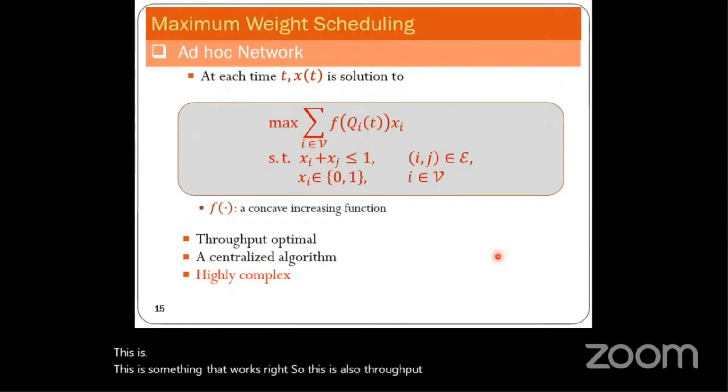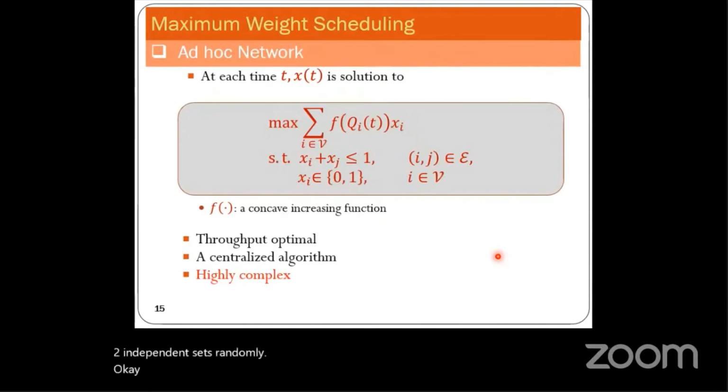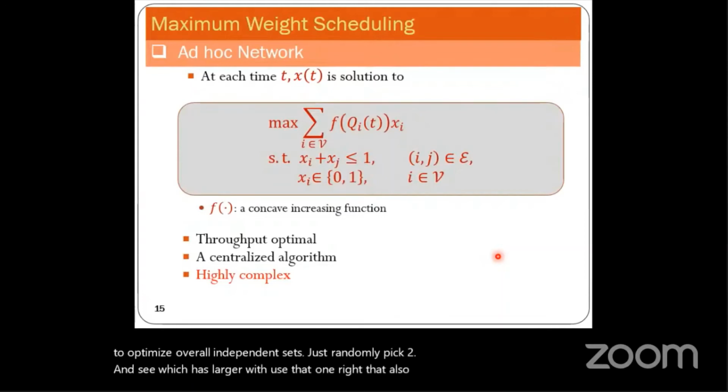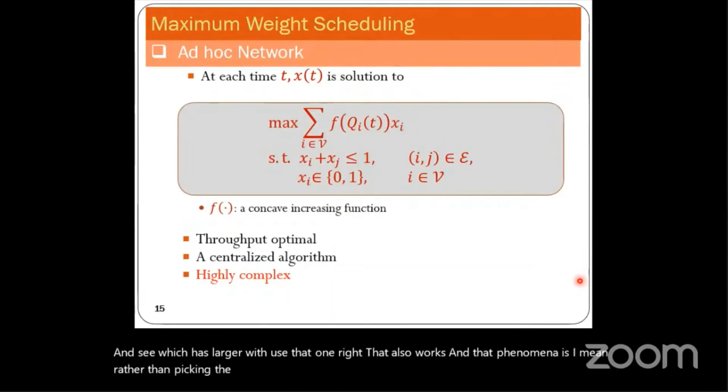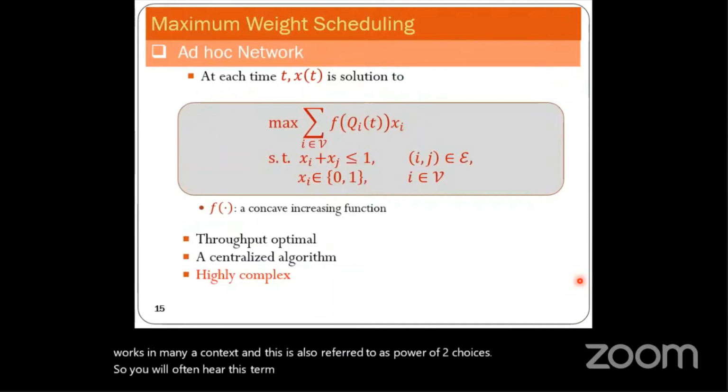Here is a slightly complicated variant. Rather than one independent set randomly, you pick two independent sets randomly. Compute their weights. Whichever has larger weight, use that. So you don't need to optimize over all independent sets. Just randomly pick two and see which has larger weight, use that one, right? That also works. And that phenomenon, rather than picking the best, picking the better of the two randomly chosen, works in many contexts, and this is also referred to as power of two choices. So you'll often hear this term whenever scheduling or resource optimization comes, power of two choices. This is what we mean.